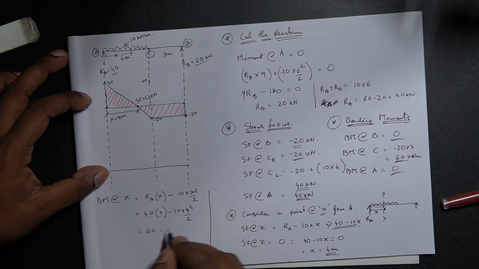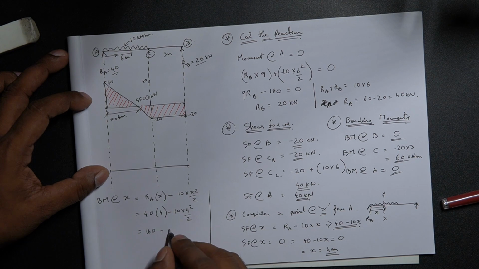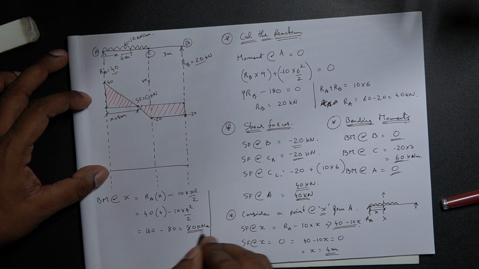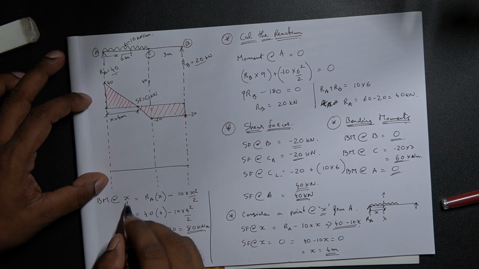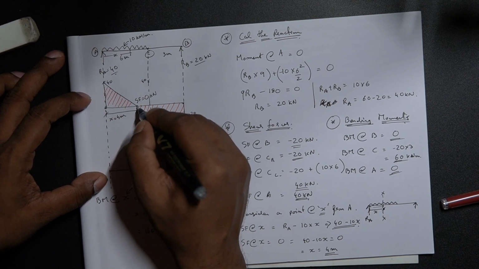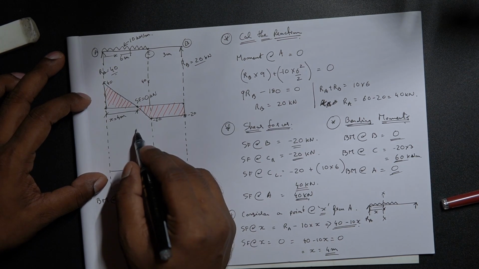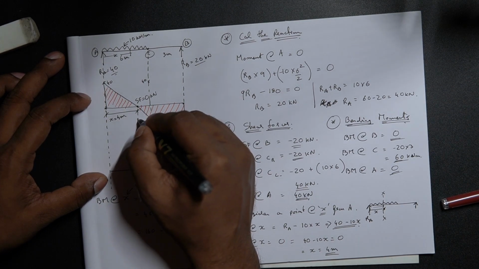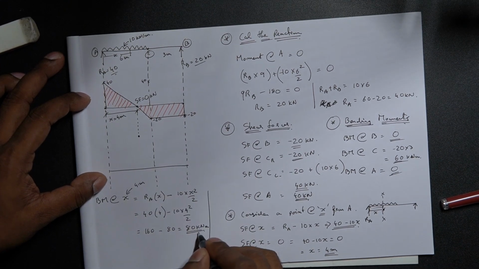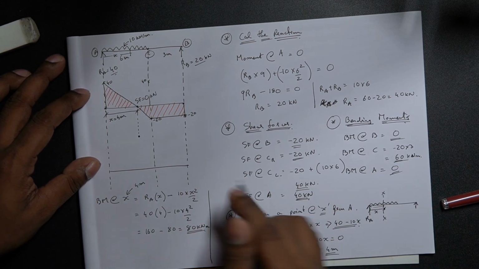This should give me 160 minus 80. This is 80 kilonewton meter. So the bending moment at x, where x is equal to 4, where my shear force is 0, the maximum bending moment is equal to 80 kilonewton meter. That is, at this particular point, if I extrapolate this point, I'll be experiencing a maximum bending moment of 80 kilonewton meter.